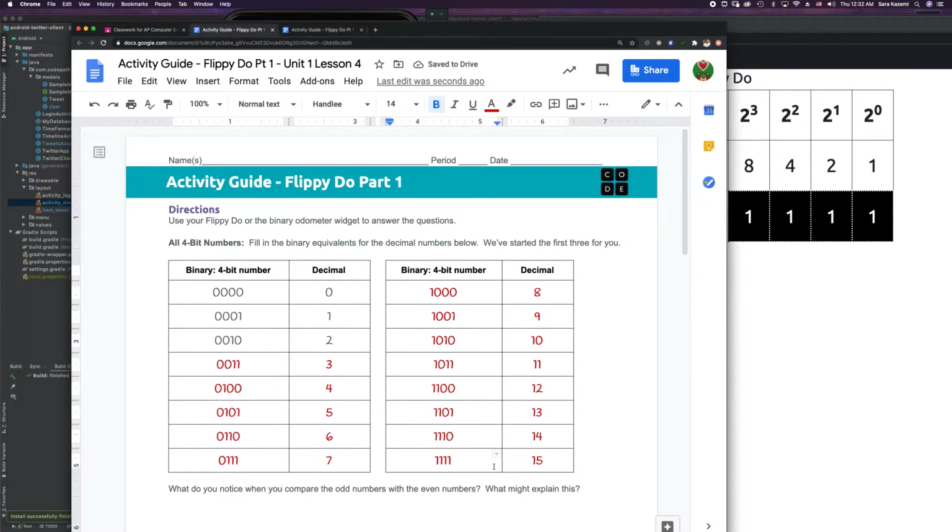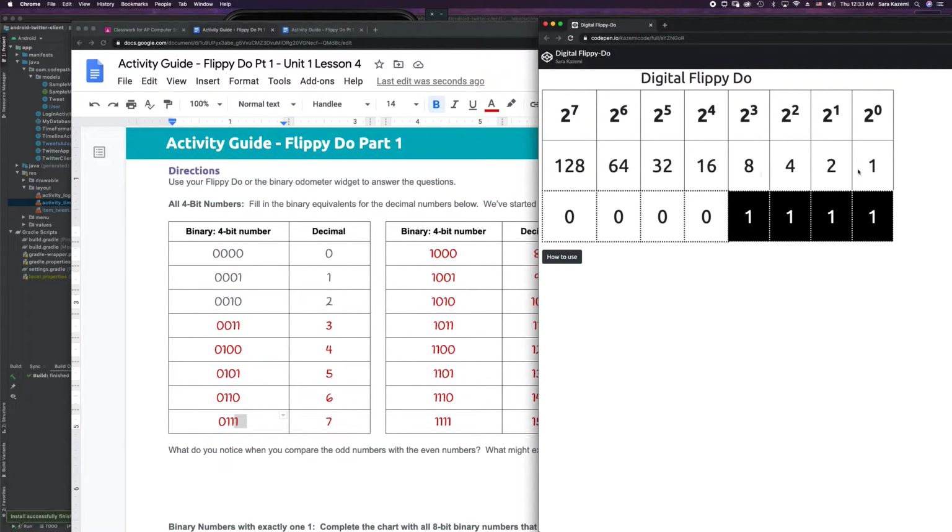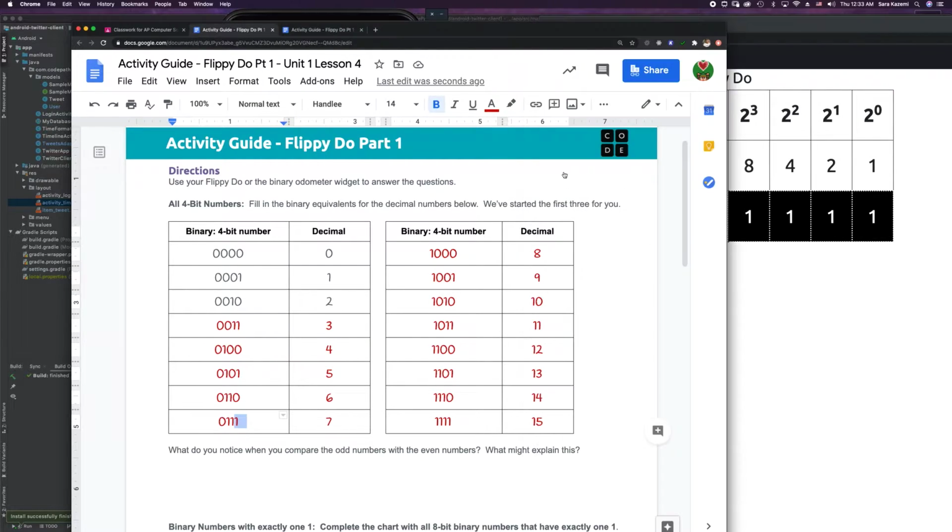Okay, so 1111. For the next part, what do you notice when you compare the odd numbers with the even numbers? If you take a look at these, here's an odd number, here's another odd number, and comparing them to the even numbers, you'll notice that all odd numbers have a 1 in the 1's spot. That's because it's the only place value that's not even. So in order to have an odd number in binary, that last bit, the 1's bit, needs to be flipped to 1. So you can say all odd binary numbers have a 1 in the 1's place.